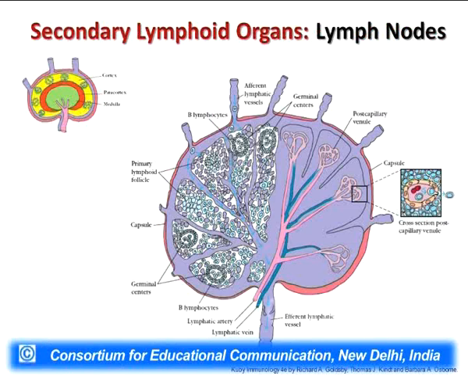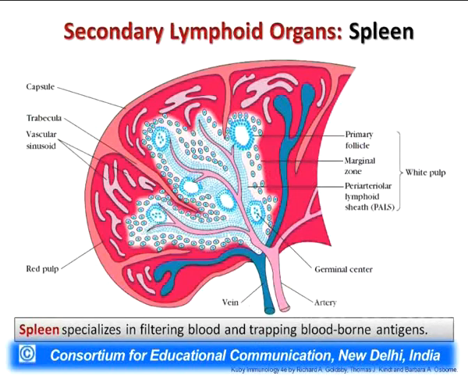And this is a structural representation of the lymph node, how exactly the lymph node looks, which contains the cortex, paracortex and medulla, and how the development process of the lymph node takes place.